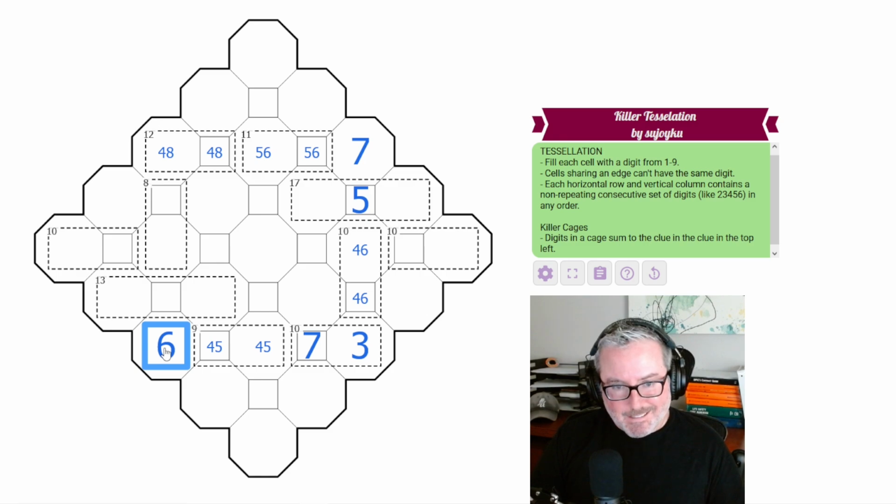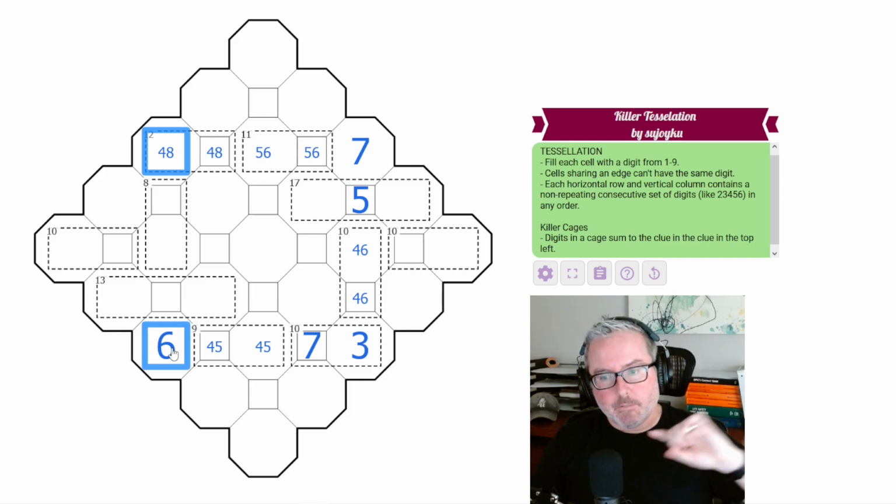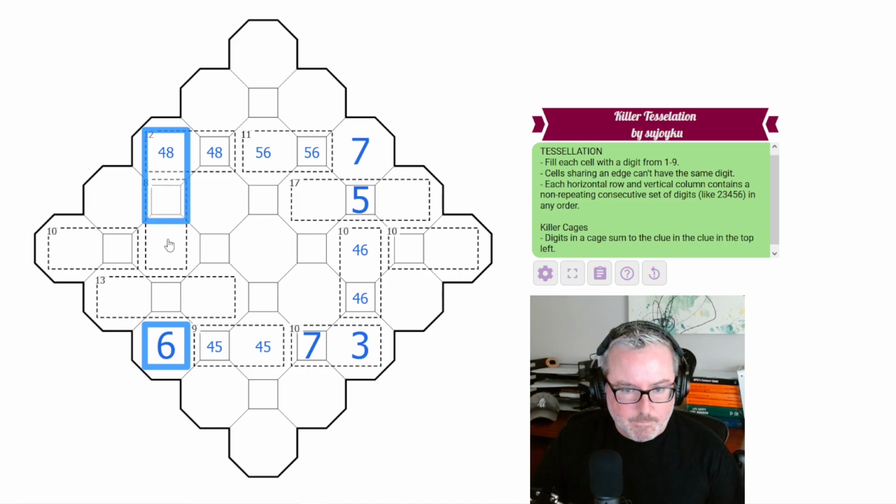We have a 6. This is a 5 cell, so there's never a 1 in anywhere. That's something, I guess. And there's always a 5 somewhere. This can't be a 5. This can't be a 5. Because again, we're looking at 1, 2, 3, 4, 5 up to 5, 6, 7, 8, 9. So there has to be a 5. So one of these two is a 5.